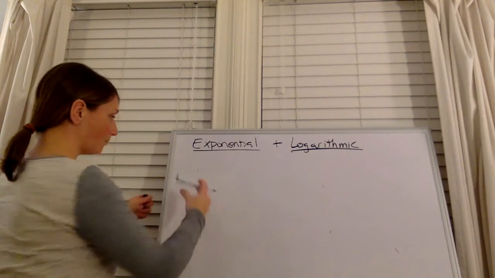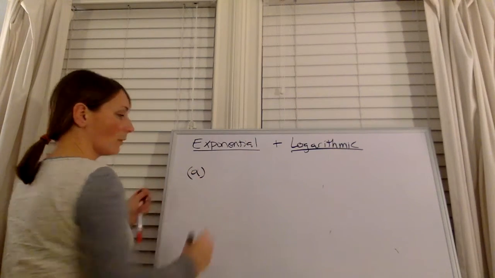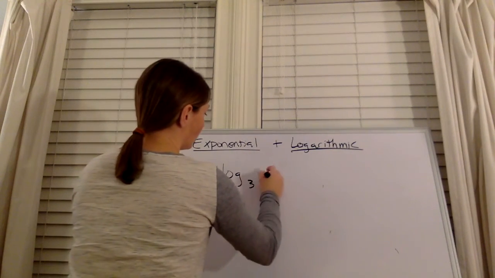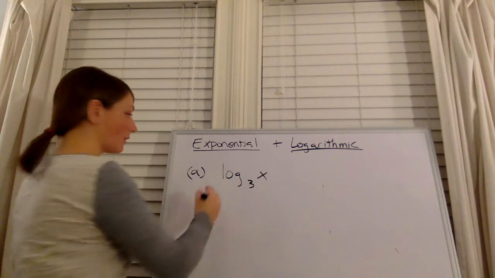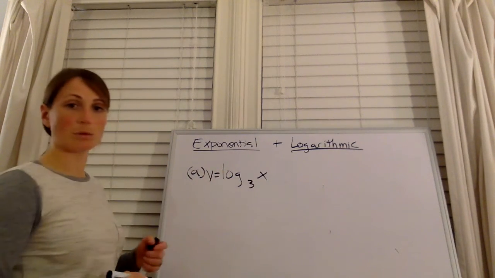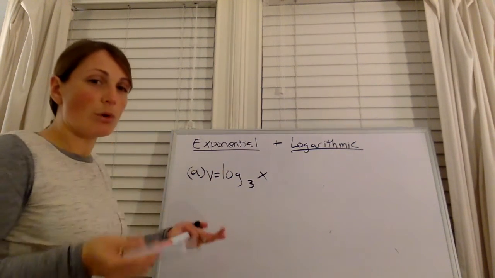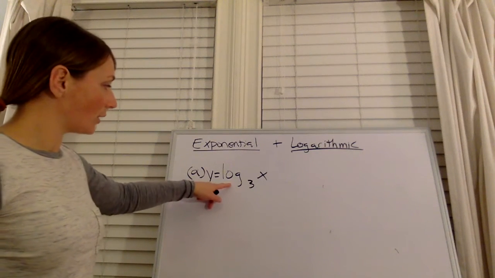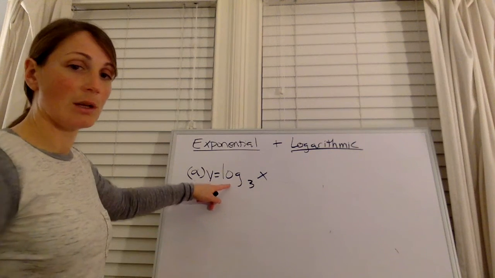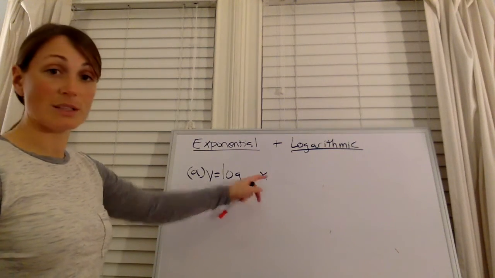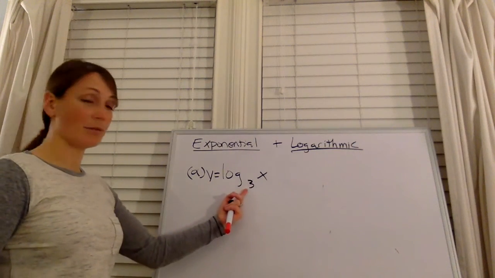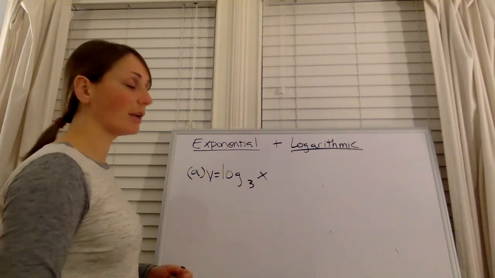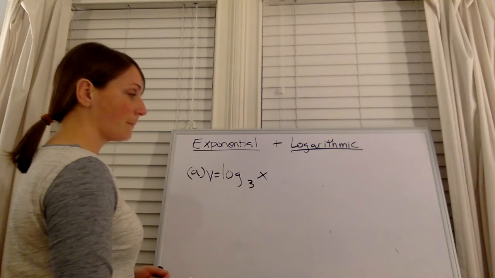Okay, here's what I mean. We're going to graph this log function, log base 3 of x. Let's just graph y equals log base 3 of x. How will you know what it looks like? For one, you know that it's going to be the reflection of 3 to the x. This is the inverse of the exponential function 3 to the x. So I sort of should have an idea of what the shape is going to be.